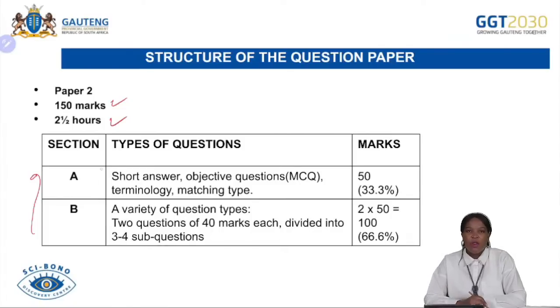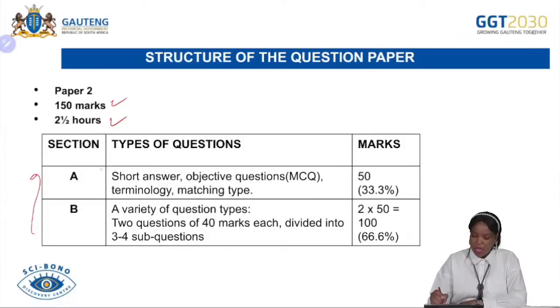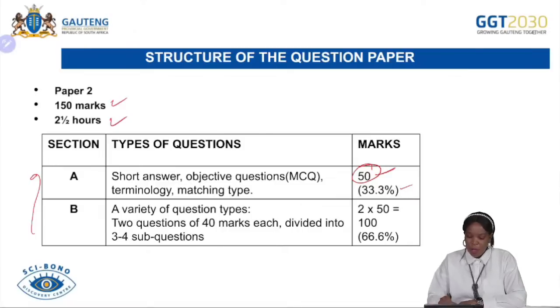So what type of questions can you expect in section A? You can expect to get your short answer questions, your objective questions, which are your multiple choice questions, terminology, and the matching column or the matching type of questions. Then the total mark for section A is 50. So this 50 amounts to 33.3% of the entire paper. So with section A only, if you aim to get the whole 50 marks for section A, you put yourself at a higher chance of already passing the paper, because if you get that, you are already on level 2. You are at 33.3%.